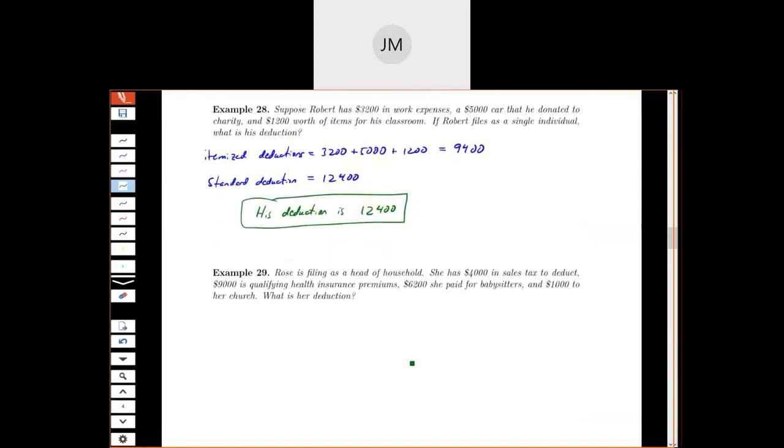Okay, let's look at another example. Rose is filing as a head of household. She has $4,000 in sales tax to deduct, $9,000 in qualifying health insurance premiums, and $6,200 she paid for babysitters, and then $1,000 to her church. So again, these are all deductions. So you can deduct the sales tax that you paid over the year.